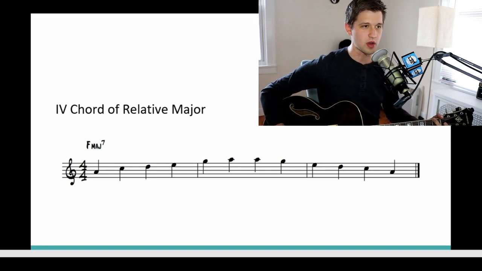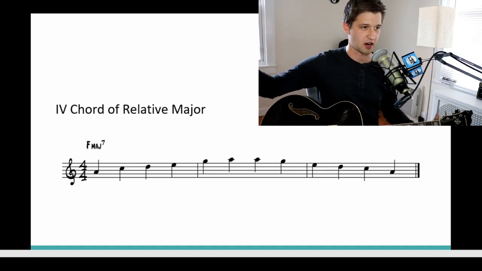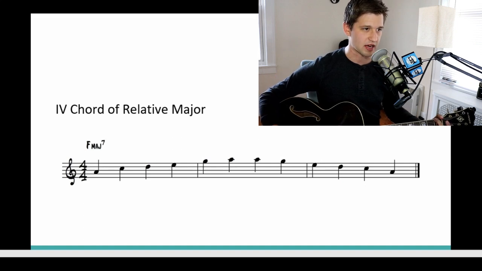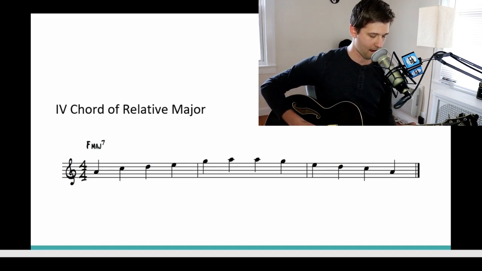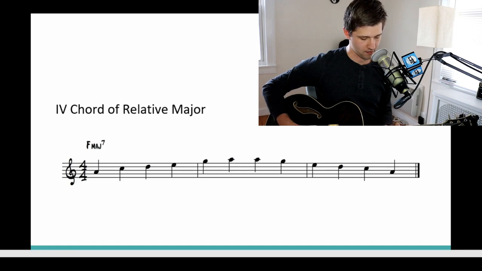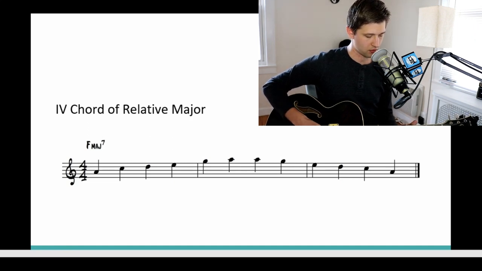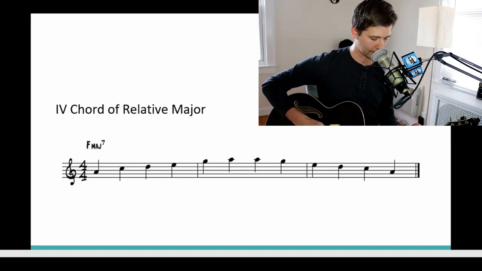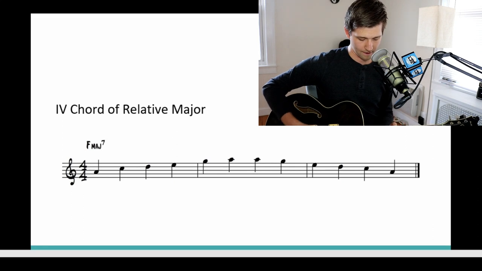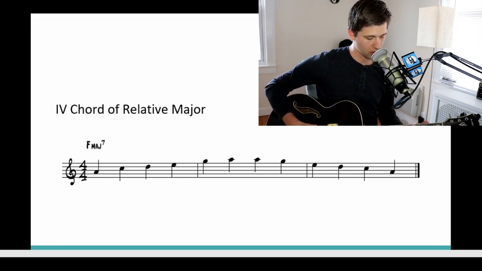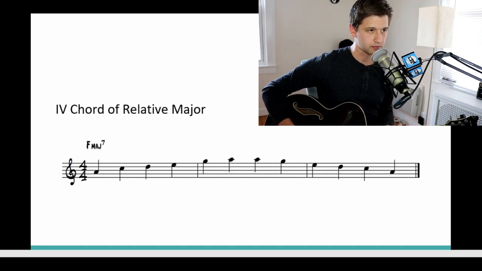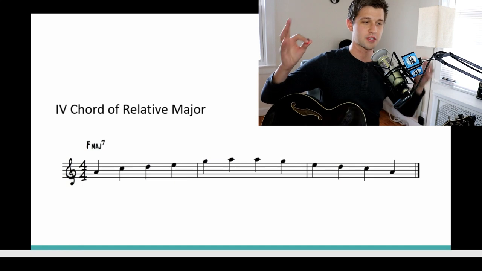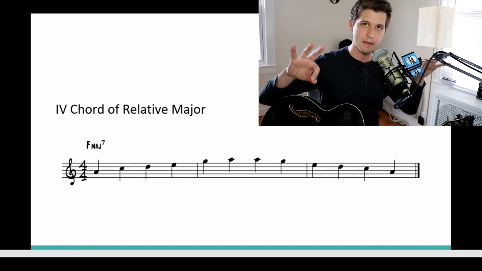Okay, so we can play an A minor pentatonic over this, since an F isn't actually in the A minor pentatonic. We'll just start on an A. So we have the F major seventh chord. Right? Kind of sounds pretty. All right, so that's the four chord over the relative major. So the F major seventh, you can play an A minor pentatonic scale.